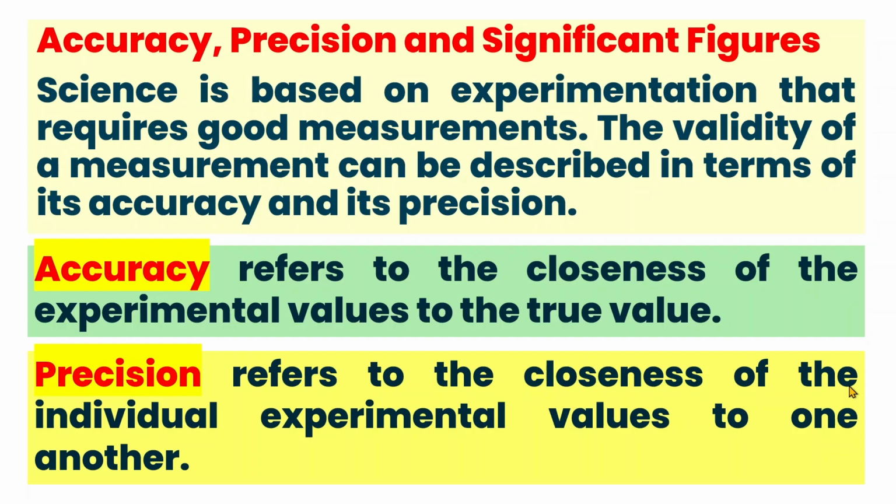The validity of a measurement can be described in terms of its accuracy and its precision. Accuracy refers to the closeness of the experimental values to the true value. Precision, on the other hand, refers to the closeness of the individual experimental values to one another. So just a simple difference. If you talk about accuracy, it is the closeness or the nearness of all the values to the established actual true value. Whereas precision refers to the closeness of individual values to each other, regardless of the true value or established value.